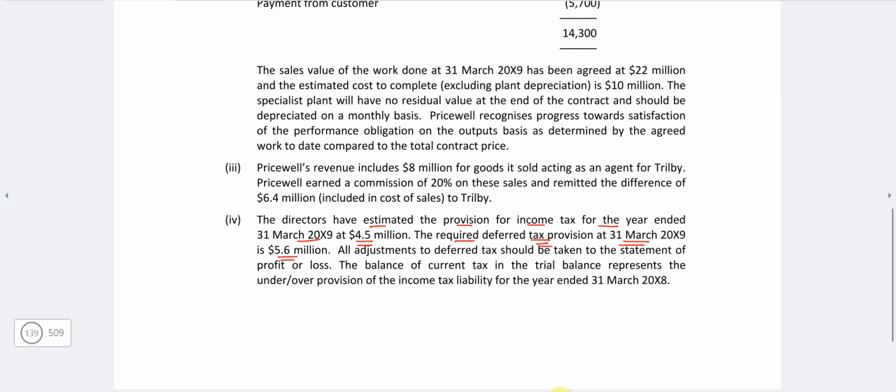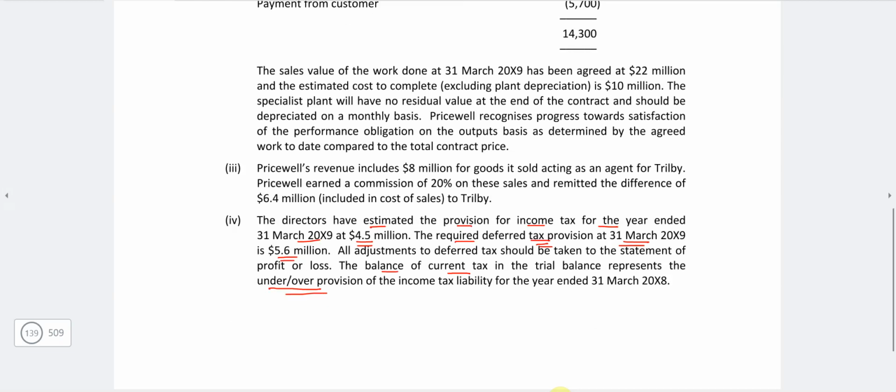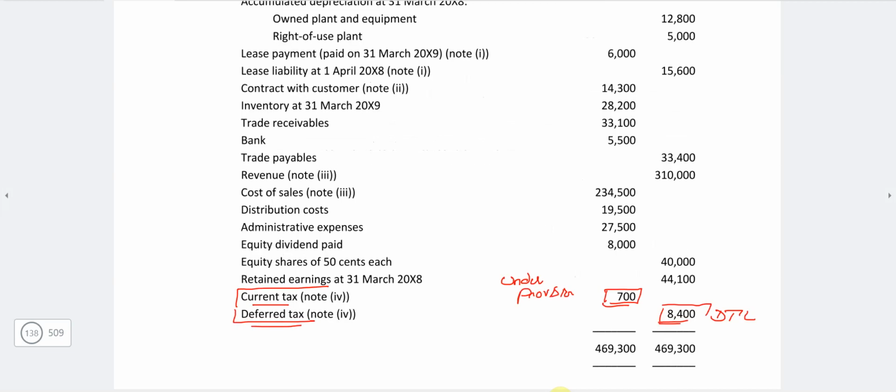And it says the balance of the current tax in the trial balance represents the under or over provision. The examiner does not tell you whether it's under or over, and you need to see it yourself, because it's on the debit side, this current tax represents the under provision. So we need to see ourselves that if it is on the debit side, this is the under provision, and if it is on the credit side, this is the over provision. So this is quite simple.